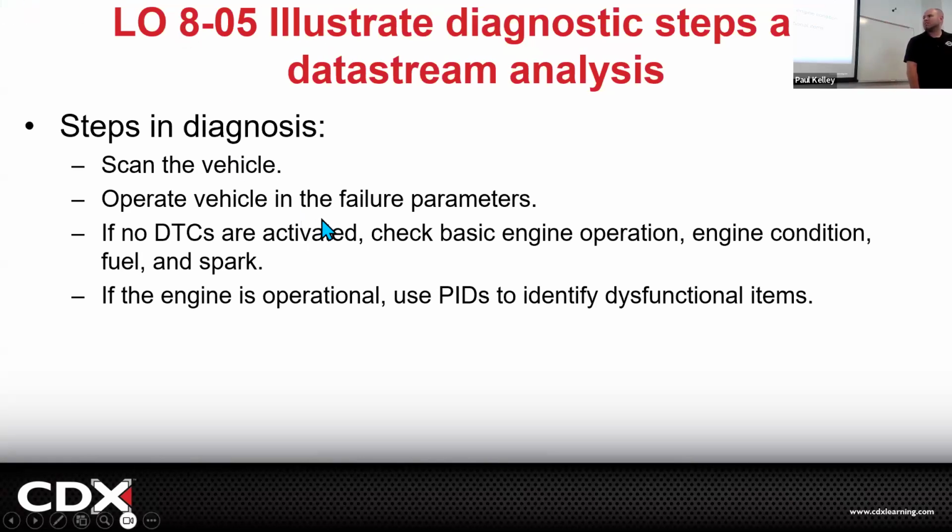Cool. You're going to probably operate the vehicle in the failure parameters. What's that mean? We're going to drive it, but how are we going to drive it? How do you know that? You don't go to the customer and be like, what were you doing when this happened? And they'll be like, whoa, what do you mean? Like, am I in trouble? Don't even talk with them. Get the freeze frame, see what was happening when it's set, right?